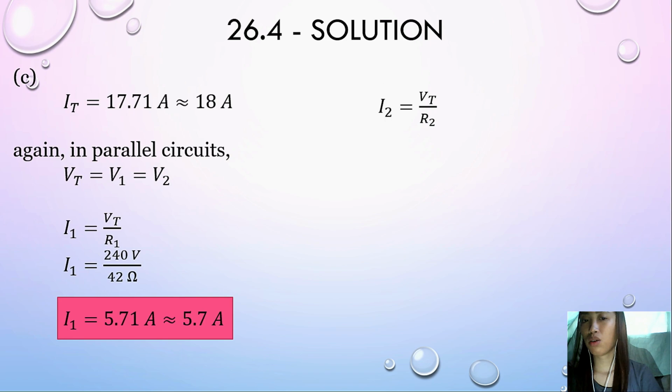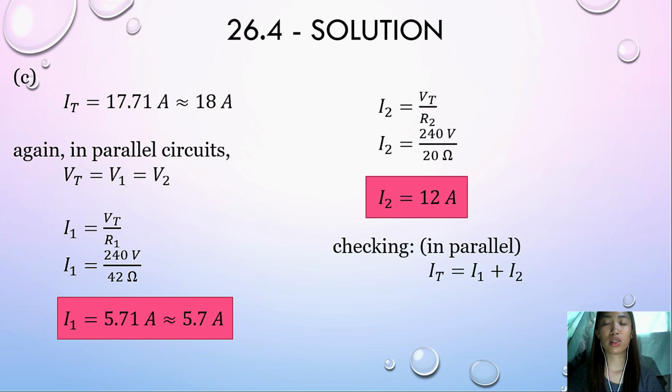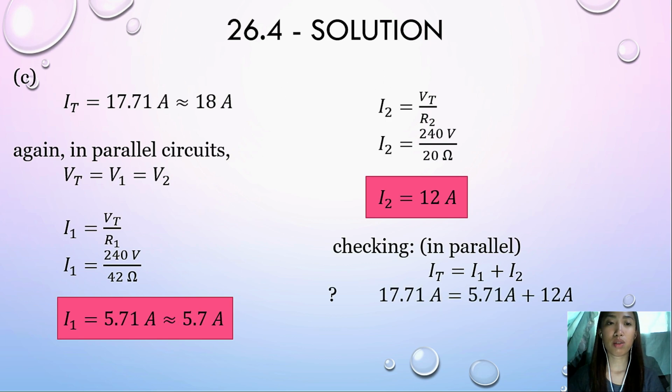And for the second resistor, we have I2 equals V2 over R2. Then we plug in the values. The current in the second resistor we get is 12 amperes. So the least resistance allows a higher current. First, to check, the current in parallel is equal to the sum of the individual currents. So our total current is equal to 17.71 amperes. I1 is 5.71 amperes and I2 is 12 amperes. So add them together, we get 17.71 amperes.